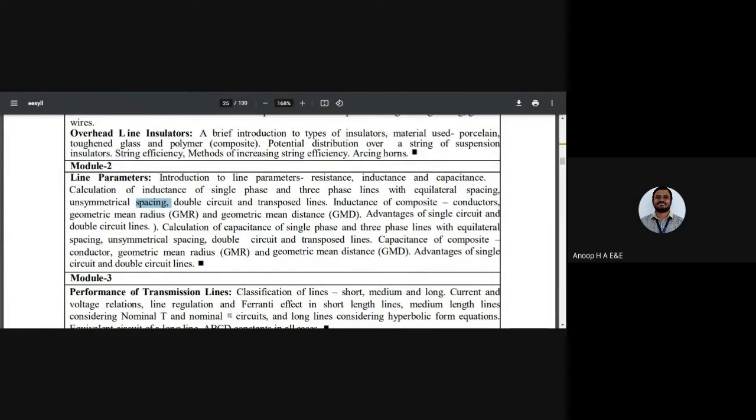And we have single circuit and double circuit lines, and we will be understanding why transposition of conductors is required, so why transmission lines are said to be transposed. Next we have inductance of composite conductors. That is, you are going to understand the GMR, the geometrical mean radius, which we also call the fictitious radius. I'll highlight that concept when I talk about GMR and GMD, the geometric mean distance.